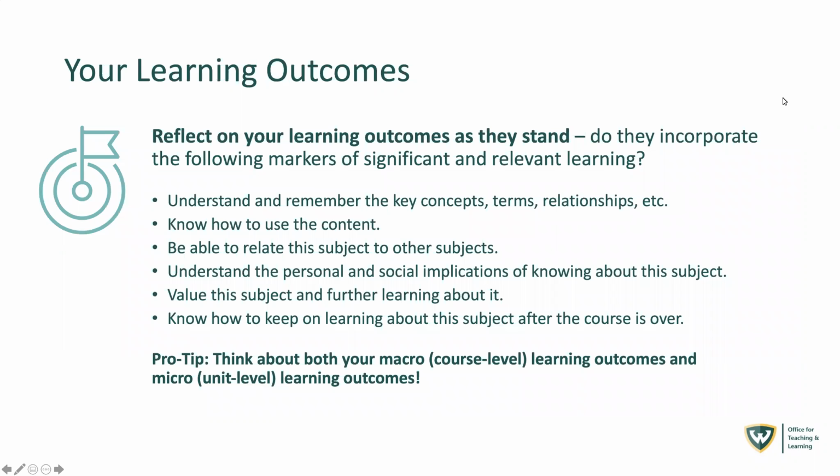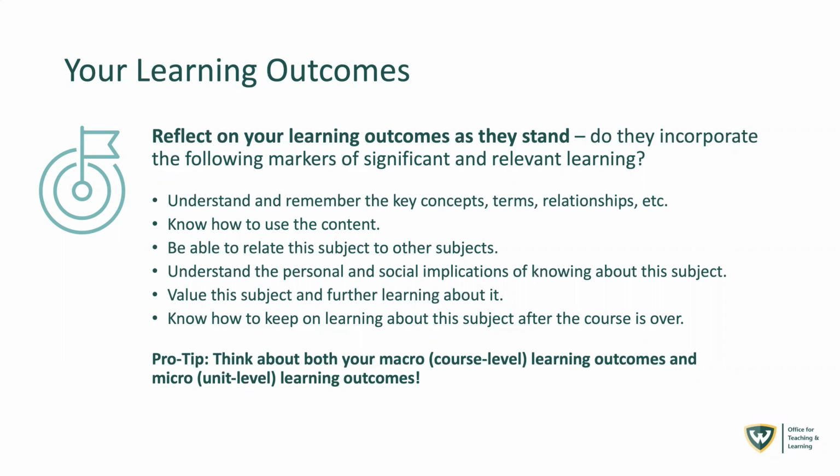So the first thing you can do with your learning outcomes is take a look at your current learning outcomes and reflect on them as they stand. You want to make sure that your learning outcomes incorporate significant and relevant learning. So below, there's a list of a few different ways that we can take a look at significant and relevant learning.